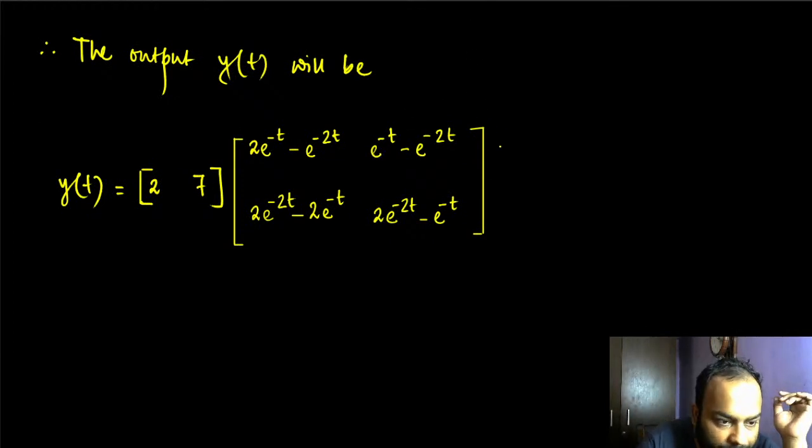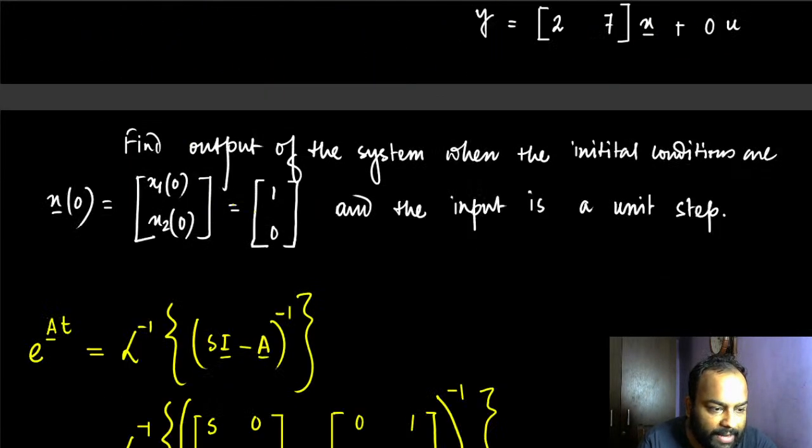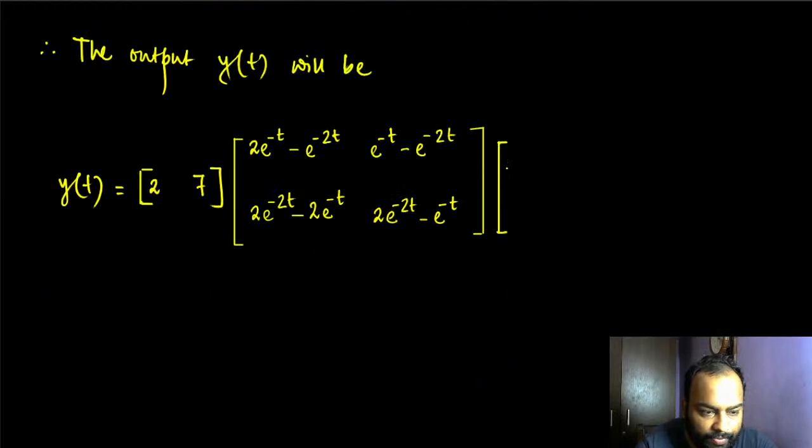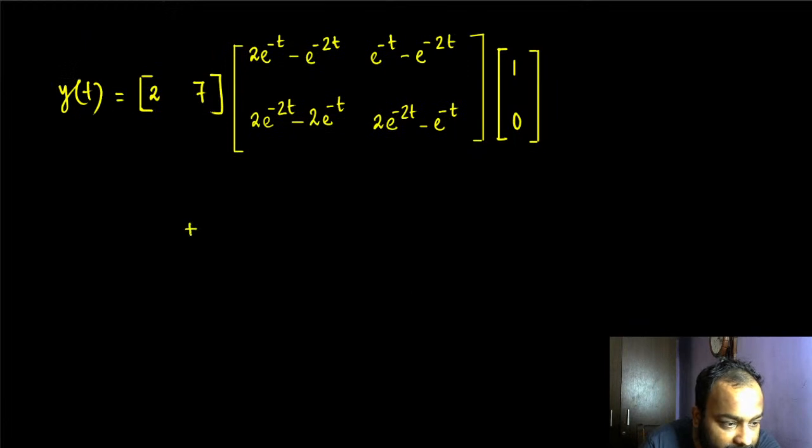Then x0. Now what is x0? That's the initial condition, and the initial condition has been given for this particular example as 1, 1, 0, and that's the natural response. That's the natural response of the system. Notice very carefully, that's the natural response of the system. All right, and plus the forced response.